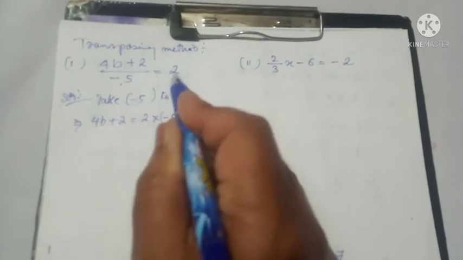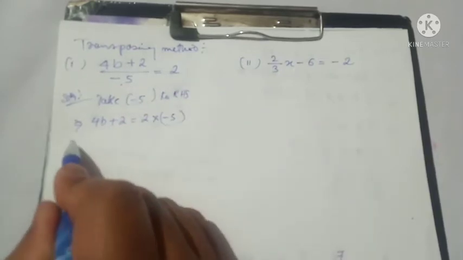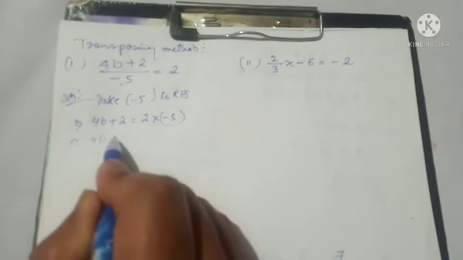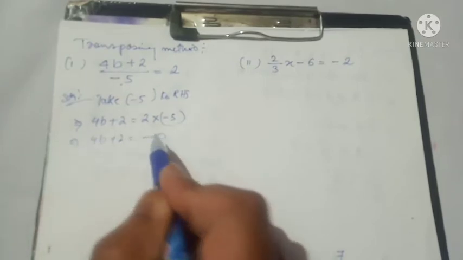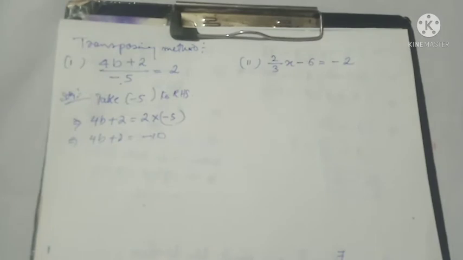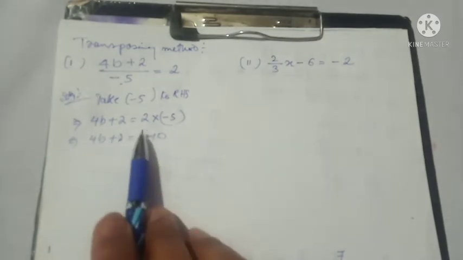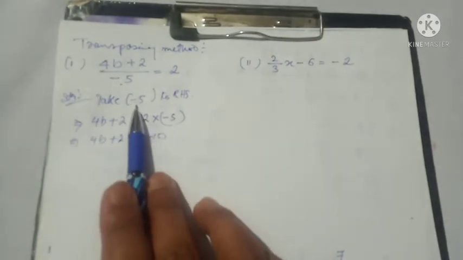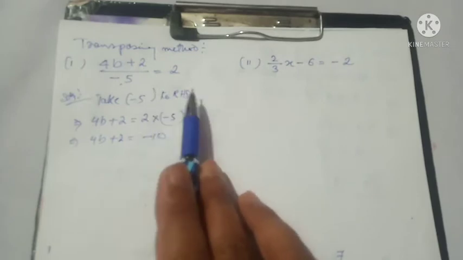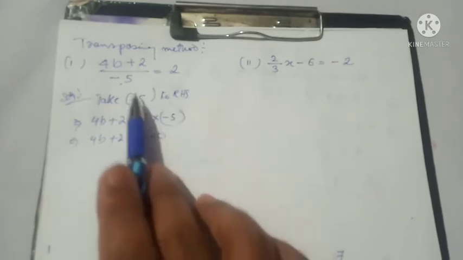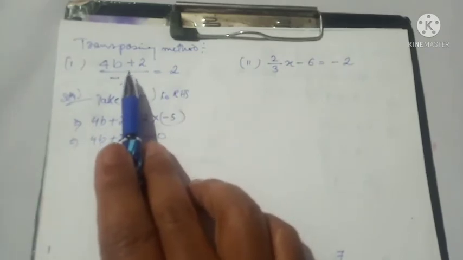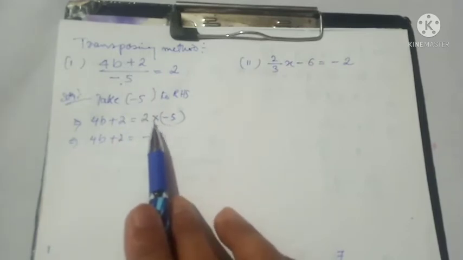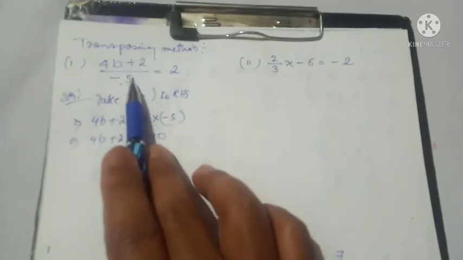This is the cross multiplication. Okay, here comes 4b plus 2 equal to -10. Here, look, when we move -5 to the right hand side, it is a division operation. This is a division operation. It changes to multiplication, but not the negative sign, because this is in the form of division.